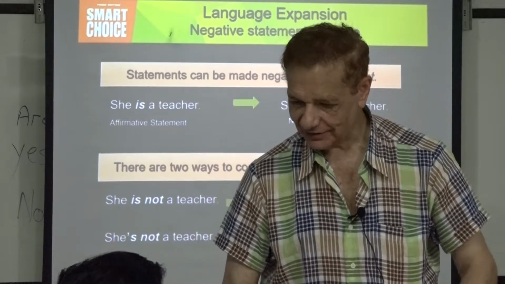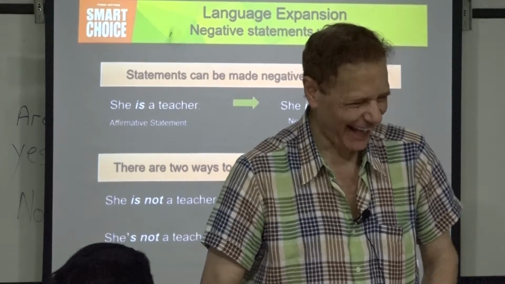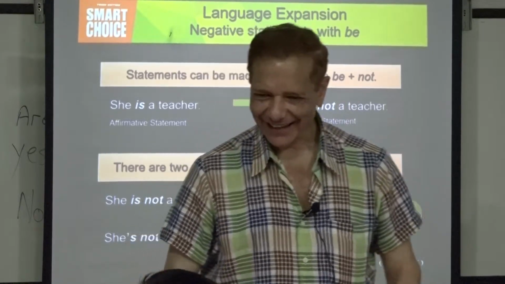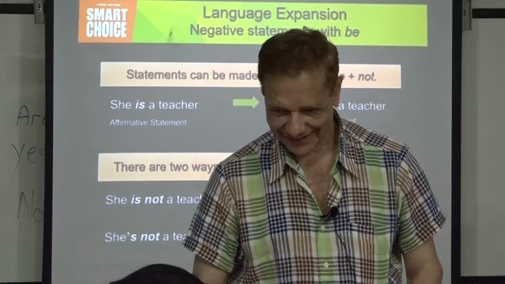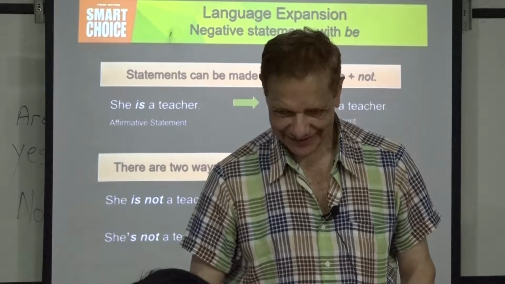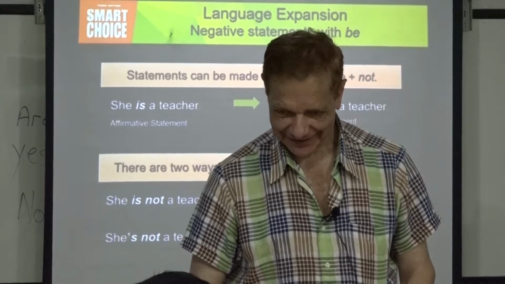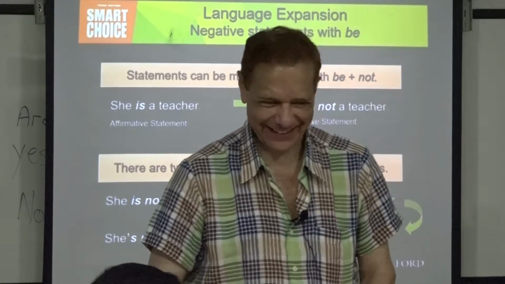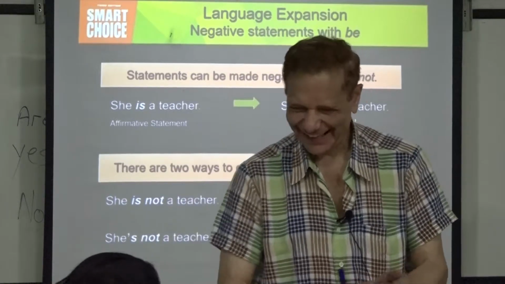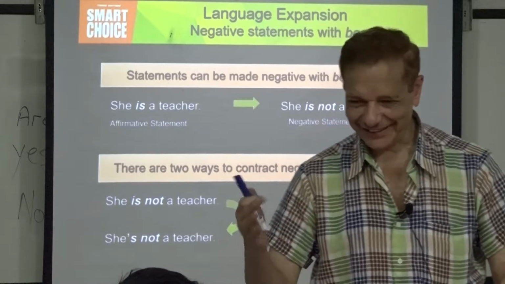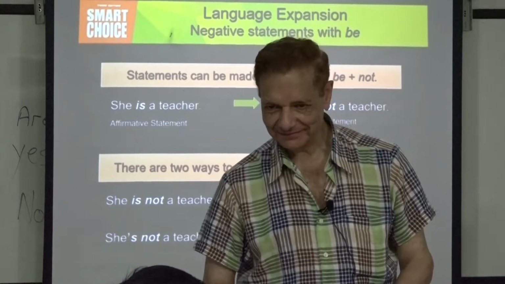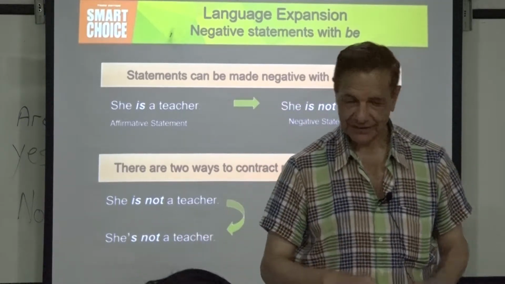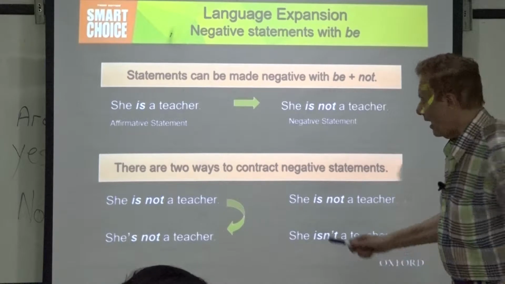She's beautiful. Yes, she is beautiful. Negative. No, she is not. She's not beautiful. No, she's beautiful. Yes, she is. But only negative. How do you say? Negative, and we say affirmative.